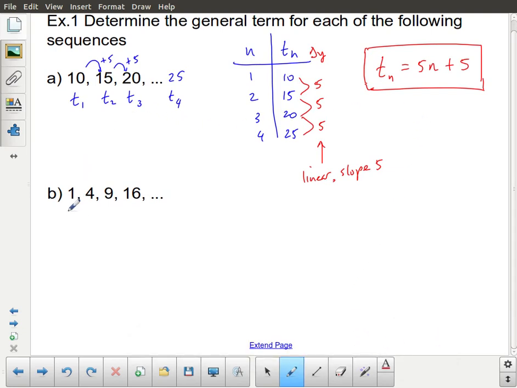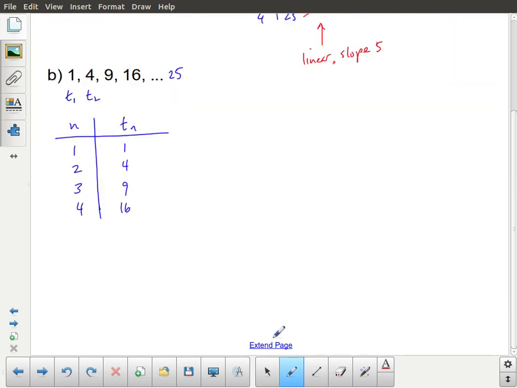So how about this one? Here's my first term, second term. I don't want to write all of that out every time, so how about I just go straight to my n and Tn. In this case, n equal 1 is 1, n equal 2 gives me 4, n equal 3 gives me 9, and n equal 4 gives me 16. And you can probably see that the next value is 25, when n is equal to 5.